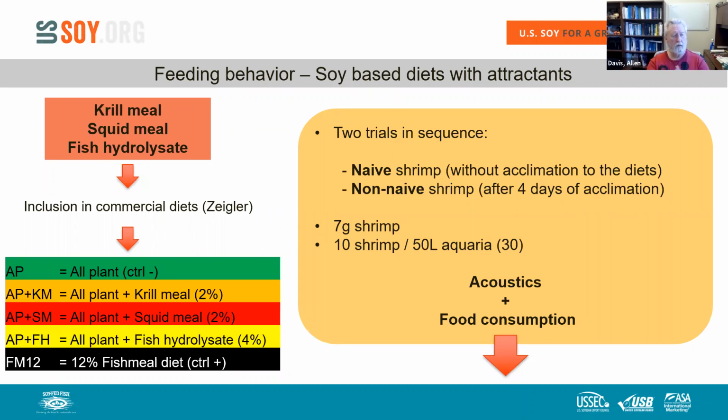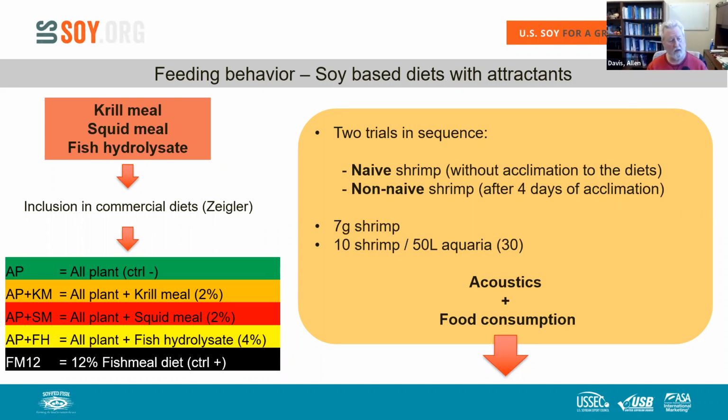Now, our most recent work is where we're looking again at feeding behavior with commercially produced feeds. This was an all-plant diet that we ran in our pond production system. I'll show you some results of that later on. And then we added 2% krill, 2% squid meal, and 4% fish hydrolysates. Realize fish hydrolysates is approximately 50% moisture. Consequently, we added twice as much so that we could be in the same ballpark on a dry weight basis.